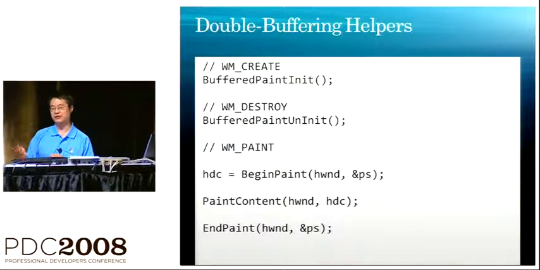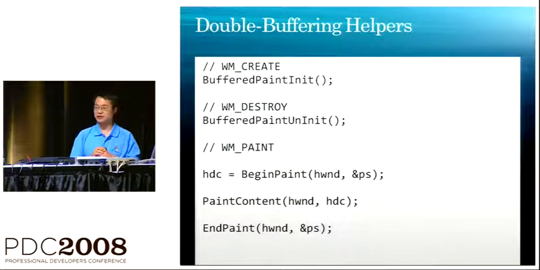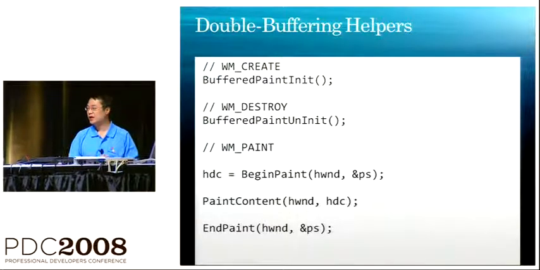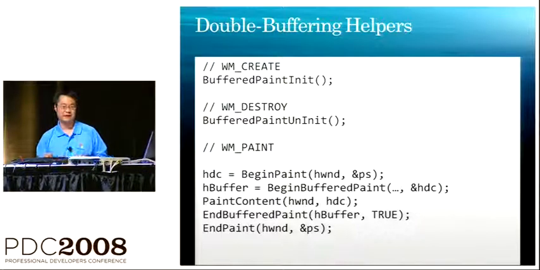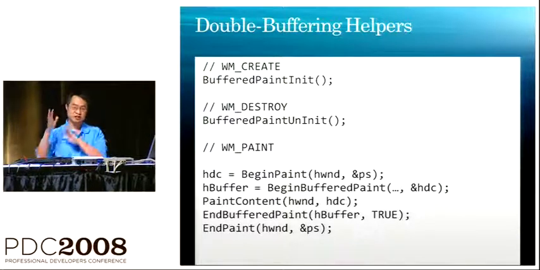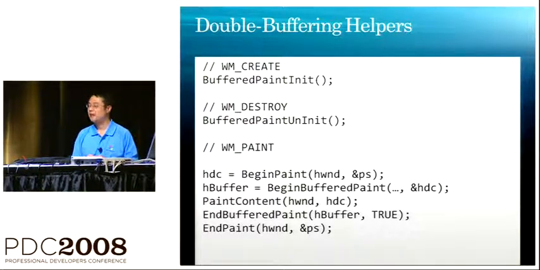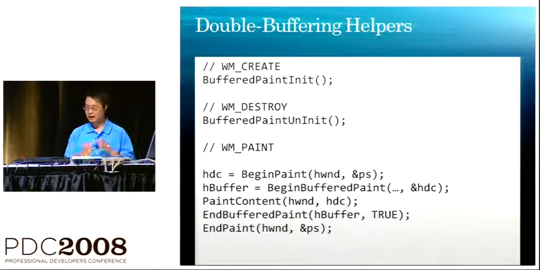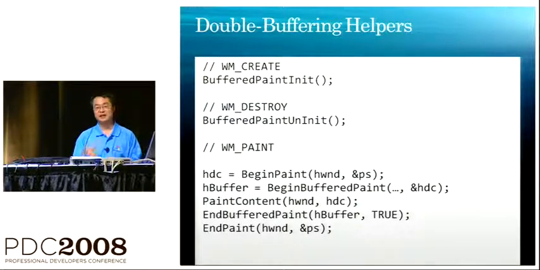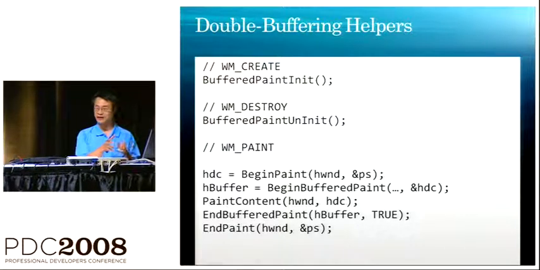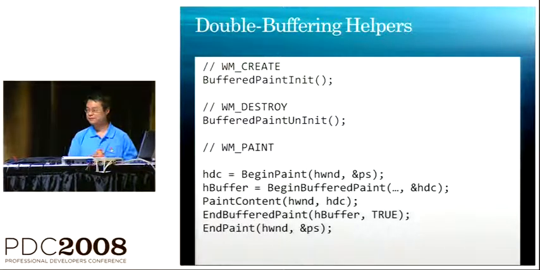In order to do double buffering, of course, you insert some code so that the rendering goes into another DC. With the double buffering helper functions, this is done with the function BeginBufferedPaint. You call BeginBufferedPaint and give it some parameters. We'll look at those later. Out comes a DC and a handle to this double buffer. You then paint into that new DC. And when you call EndBufferedPaint, that tells the double buffering engine to take this temporary buffer that it created for you and put that onto the screen.